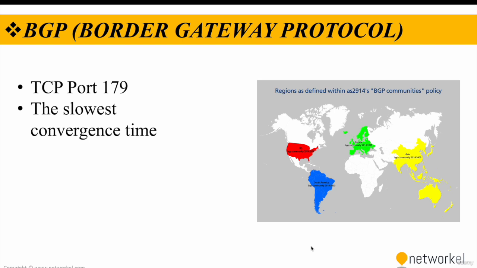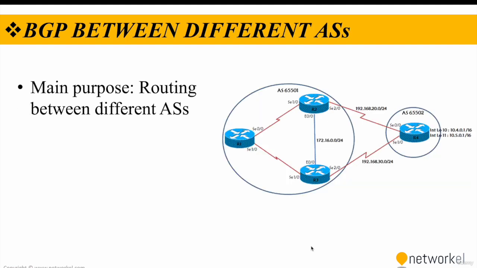efficient data delivery. By the way, guys, BGP uses TCP and port 179, and it is the dynamic routing protocol with the slowest convergence time. Again, as I told you, the main purpose of BGP is to perform routing between different autonomous systems without loop. So routers in different autonomous systems establish BGP peering sessions to exchange routing tables, and this is often done through eBGP, external BGP protocol.